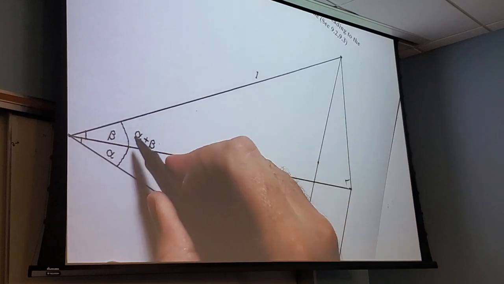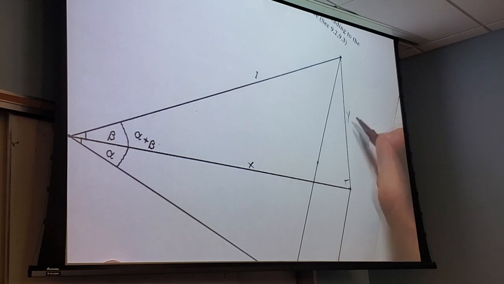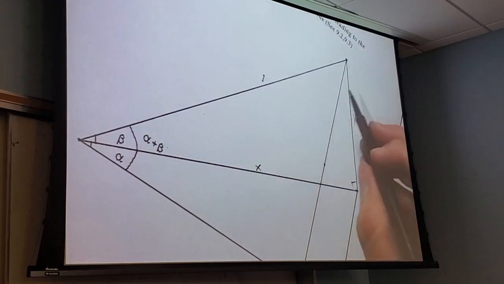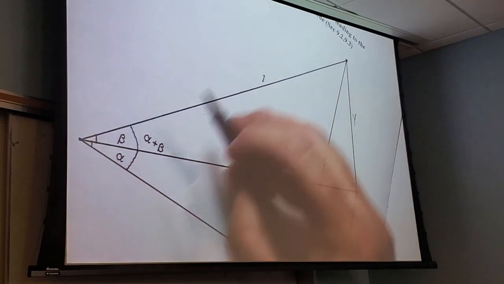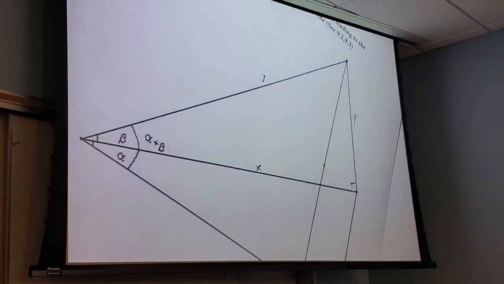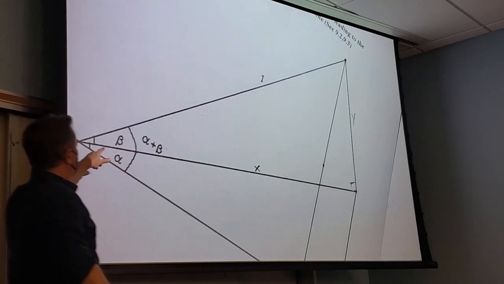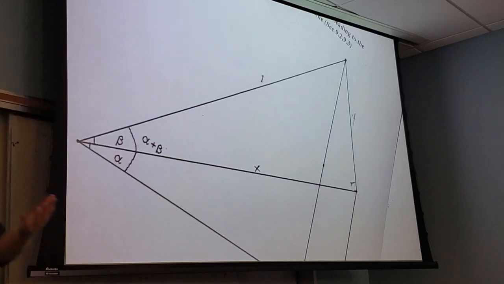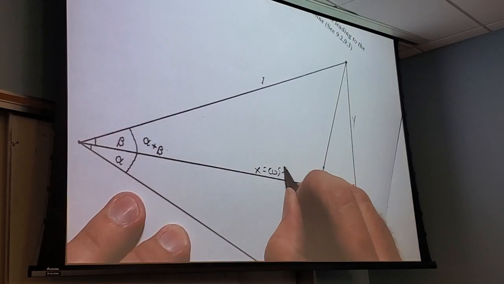What would cosine of beta be? Let's say this is x and this is y. What's cosine of beta? You guys can do it. Cosine of beta, what's it defined to be? Yeah, so it'll be x over 1, so cosine beta equals x. Are you guys with me? So this side right here is cosine beta.